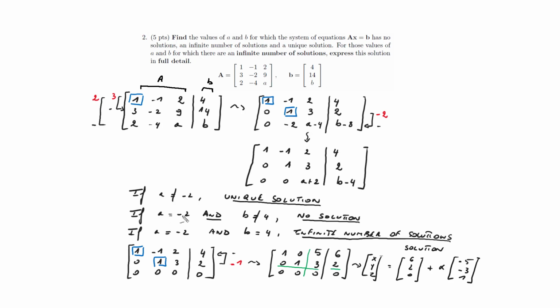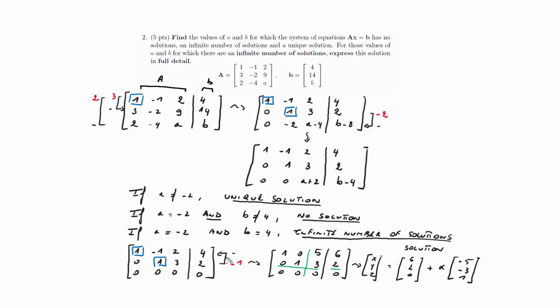If A is equal to -2, we have a row of zeros here. And if B is different from 4, of course you have no solutions. If A is equal to -2 and B is equal to 4, then we have a 0 over here as well, and then we have an infinite number of solutions, right? So if we plug in A equal to -2 and B equal to 4, this is the augmented system that we obtain.